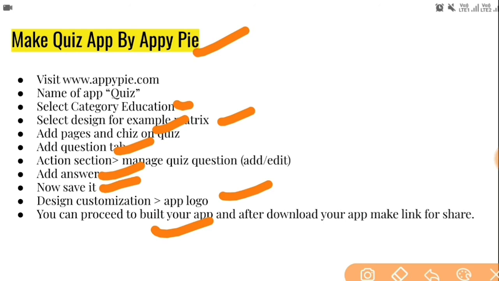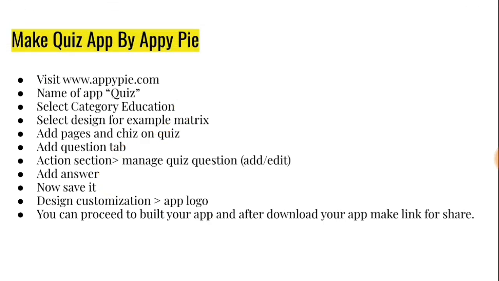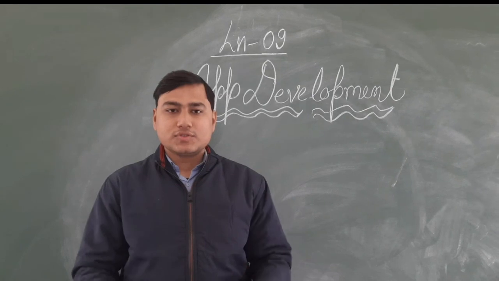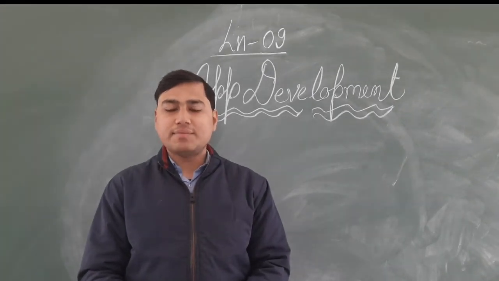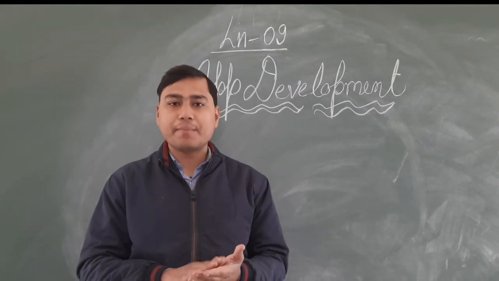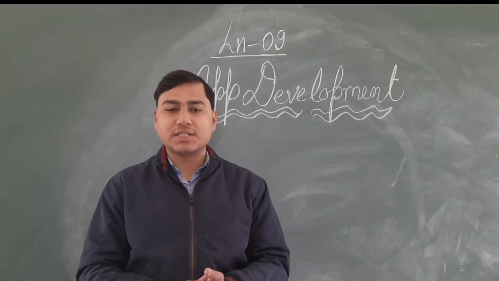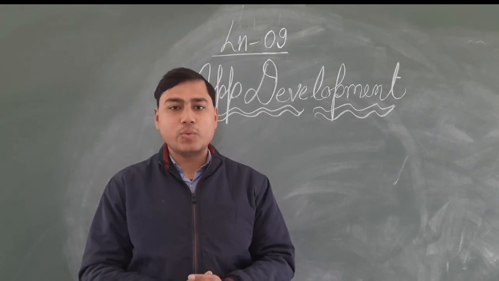So this is how you can create your own apps. So students, that's all about today's chapter. In this chapter, we have discussed types of software like desktop apps, web apps and mobile apps, and we have also created an app, which is a quiz, in AppyPie.